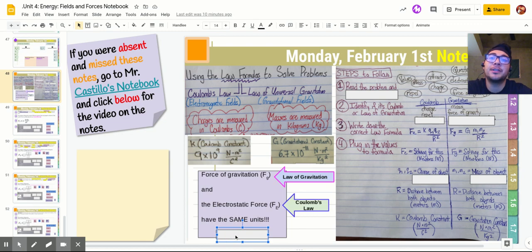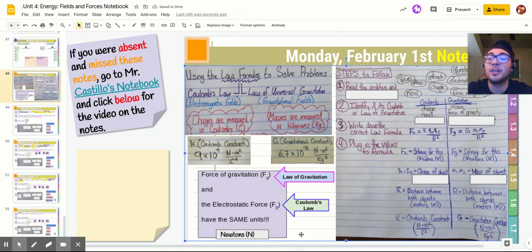This is the first thing we're going to put in this box. The unit we use to figure out the answer is the newton. Remember, newtons are the unit used to measure force. So whatever value we get for the law of gravitation or for Coulomb's law, we use newtons to signify the quantity. And just know the force of gravitation is the law of gravitation, and the electrostatic force is Coulomb's law.